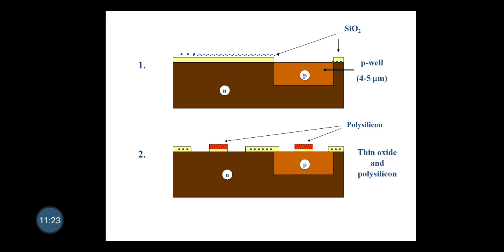CMOS fabrication using the P-well process. The structure consists of an N-type substrate in which P devices may be formed by suitable masking and diffusion. In order to accommodate N-type devices, a deep P-well is diffused into the N-type substrate as shown. In all other respects, masking, patterning and diffusion, the process is similar to NMOS fabrication.